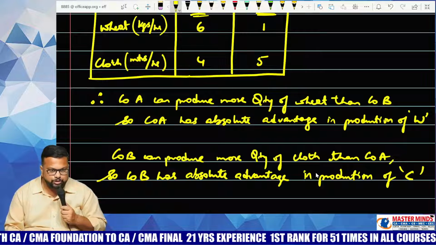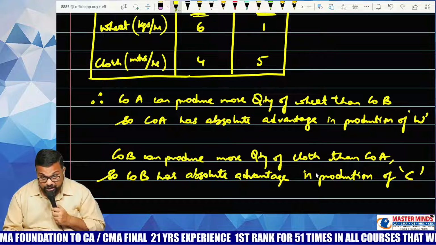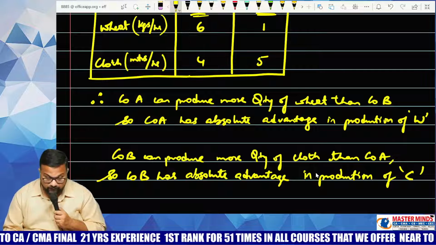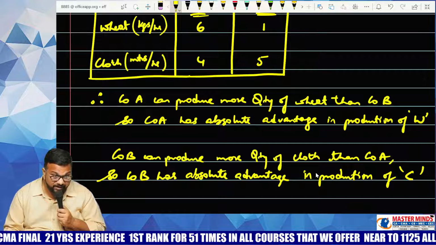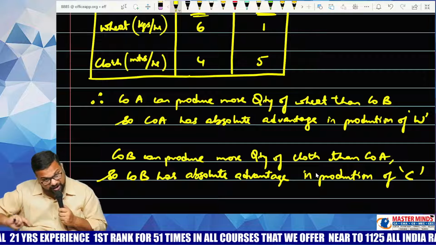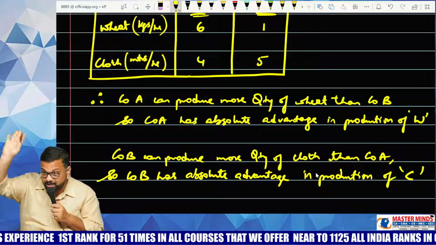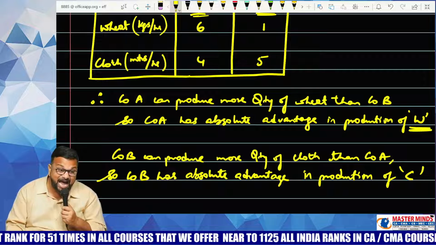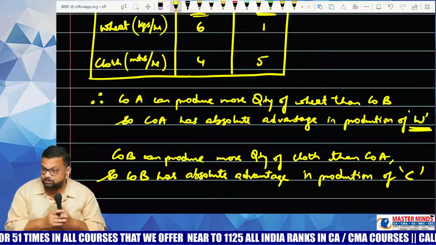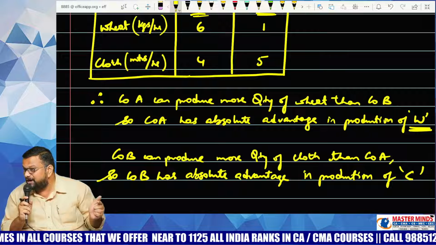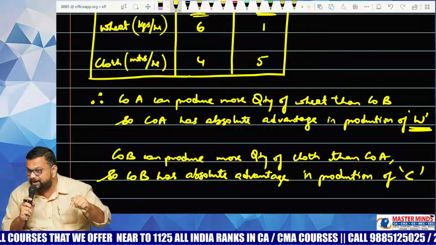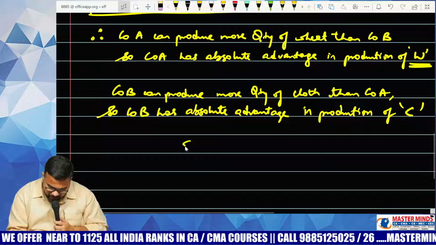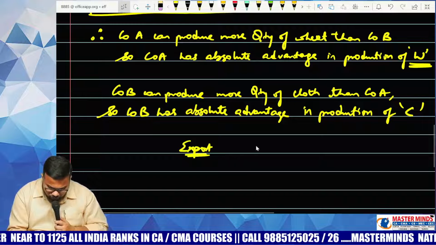So a country should export that good in which it has absolute advantage and import that good in which it has absolute disadvantage. When we're talking about a particular country having absolute advantage in one good, that means it has absolute disadvantage in another good. Am I clear? When country A has absolute advantage in production of wheat, that means it has absolute disadvantage in production of cloth. And if country B has absolute advantage in production of cloth, that means it has absolute disadvantage in production of wheat. Based on this, I will decide which country should export what good and import what good.